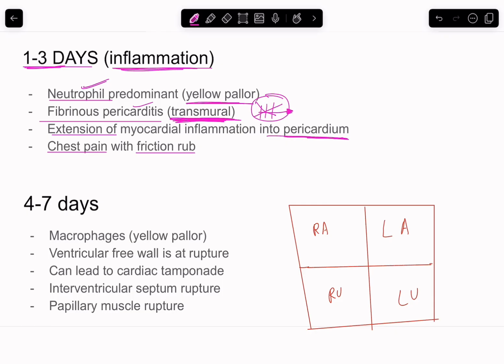And just a reminder, this is only seen when there is transmural or complete full thickness inflammation, not when there is subendocardial or subtotal ischemia. So this will present with chest pain and friction rub. The theory behind friction rub is that when the pericardium and the epicardium both touch each other, there will be a characteristic friction rub that you can hear on auscultation.